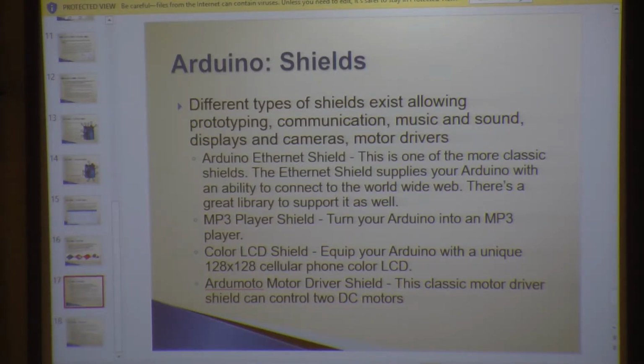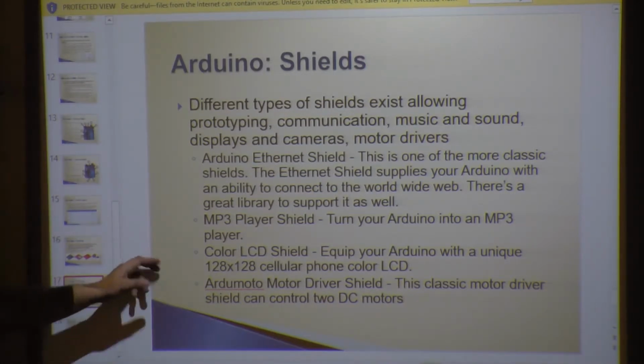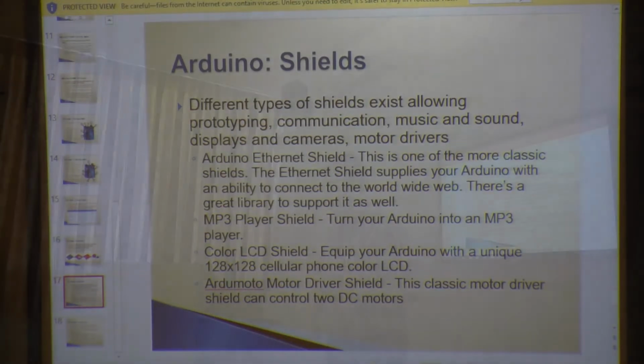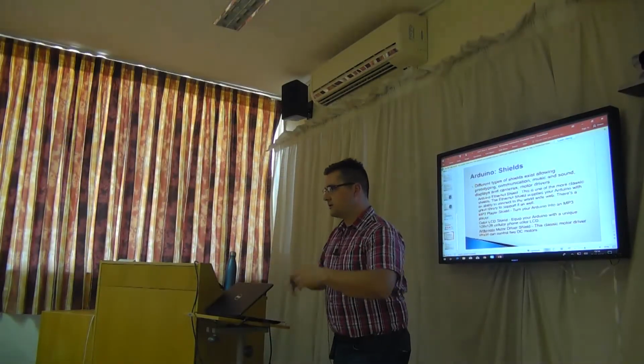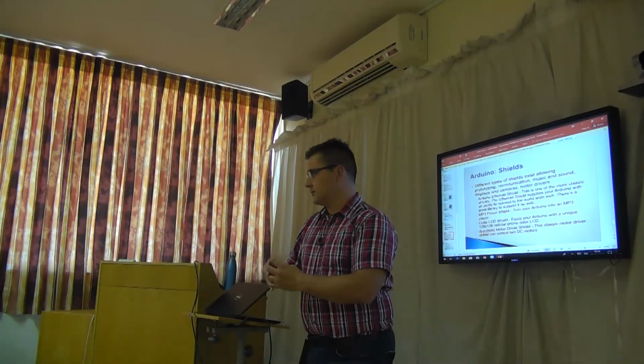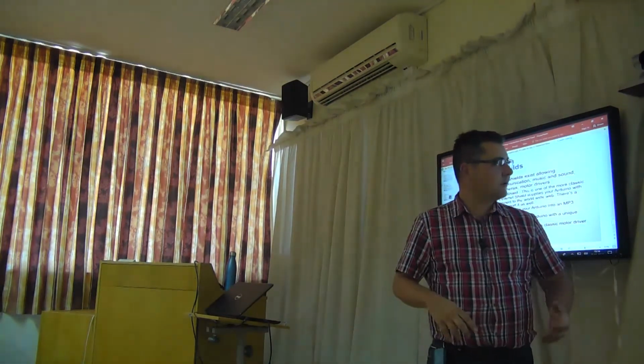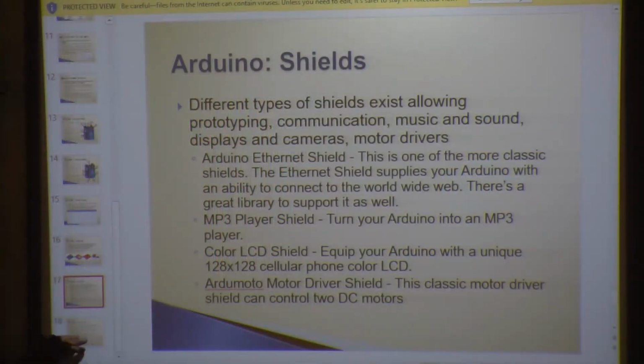There's also color LCD displays, which give you the same size as, for example, some of the older cell phones, which was 128 by 128 characters big. Then there's, for example, also the Arduino motor shield, which allows you to operate DC motors. There's servo shields to operate servo motors. Now there's a number of these which you can have a look at.